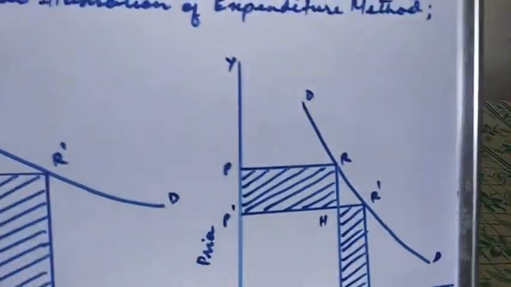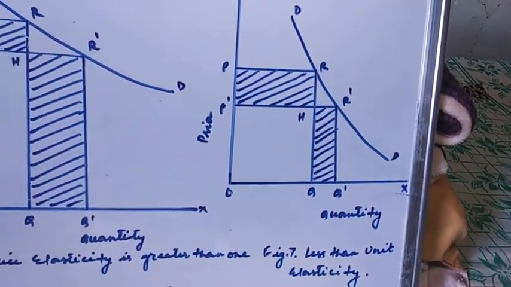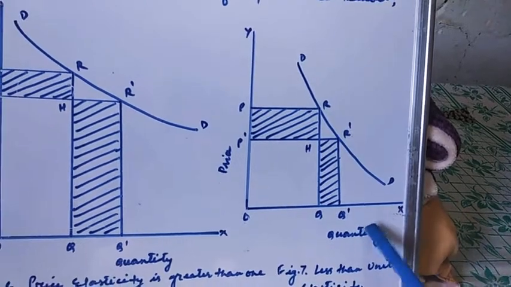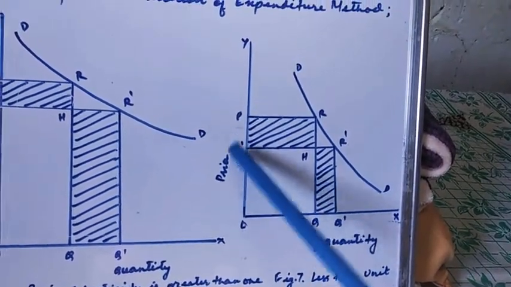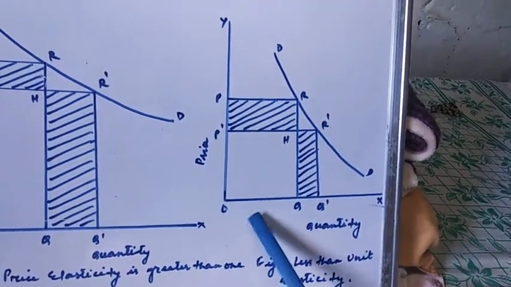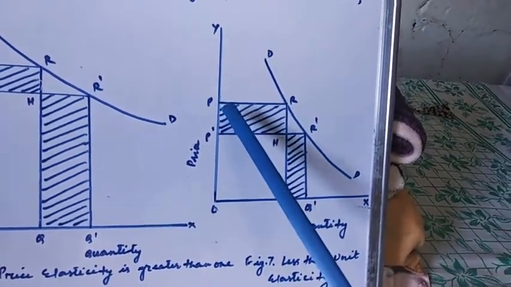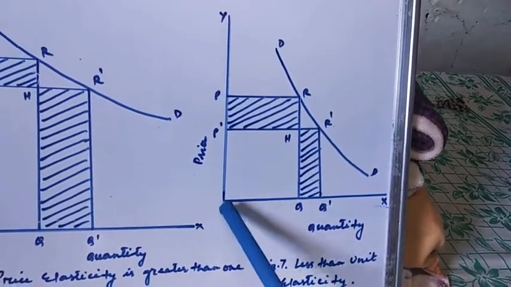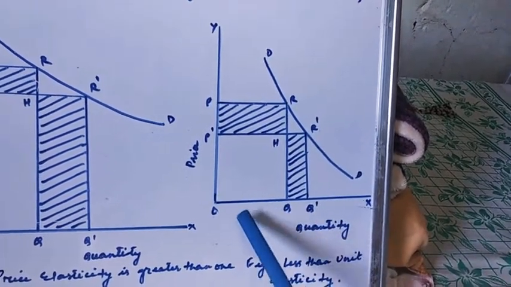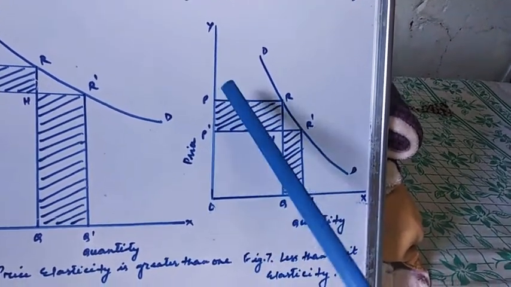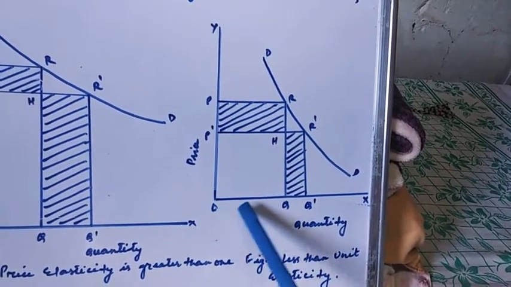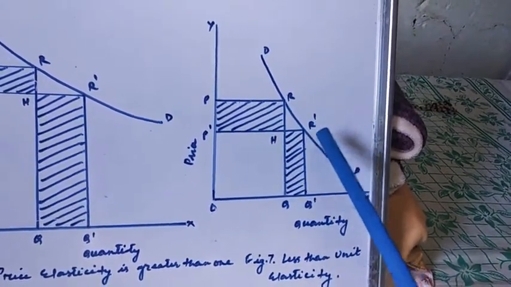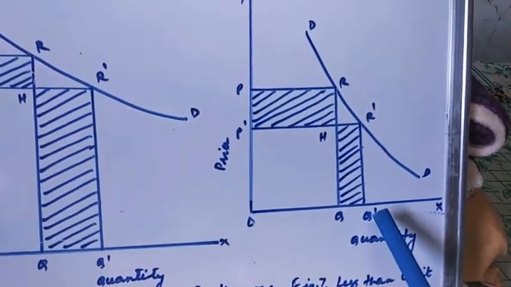And the last diagram that we have is less than unit elasticity. Again, we are measuring the demand curve DD, quantity demanded on the x-axis, price on the y-axis, and O is the origin. At OP price, the quantity demanded is OQ. So total expenditure is again OPRQ. At price OP dash, price has fallen, the quantity demanded is OQ dash, and the total expenditure is OP dash R dash Q dash. So let us again compare the remaining part.